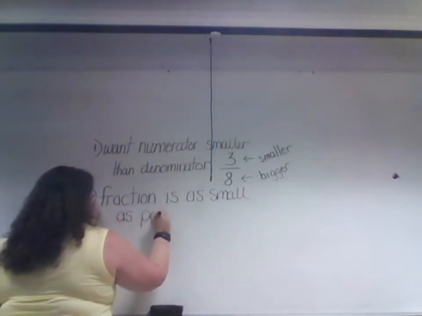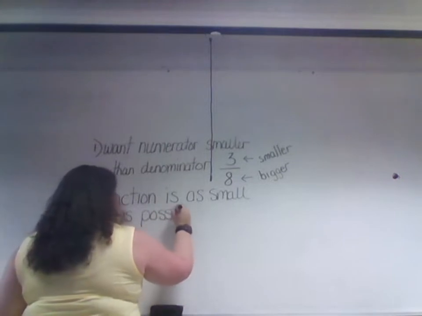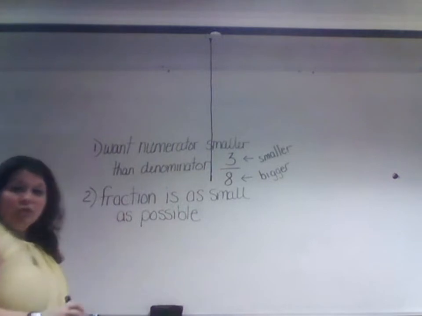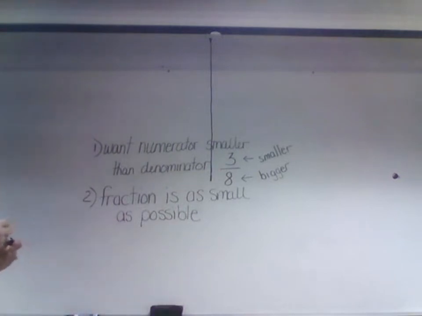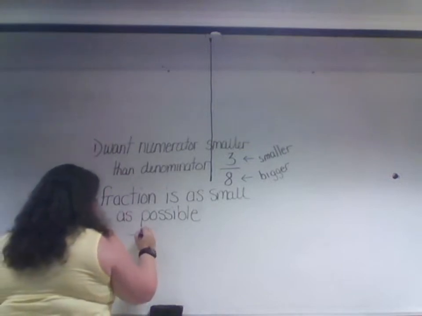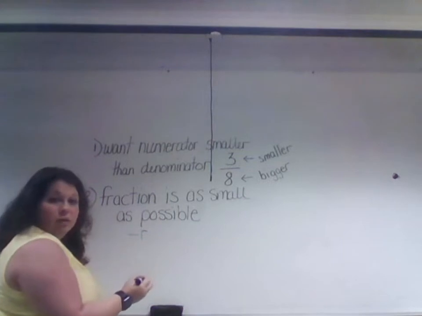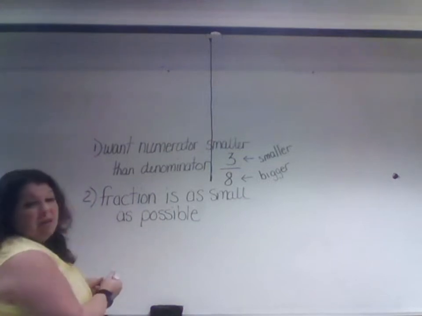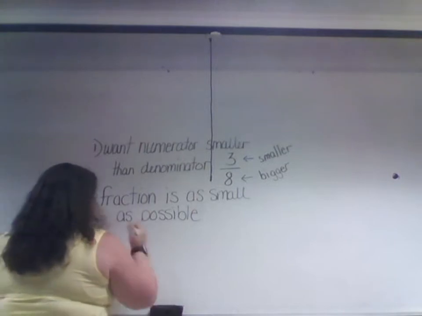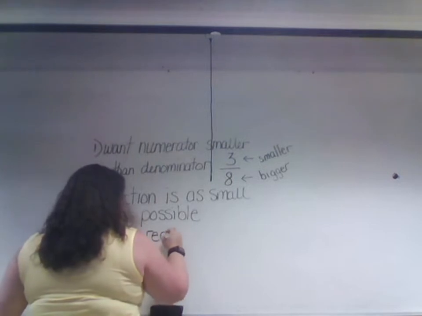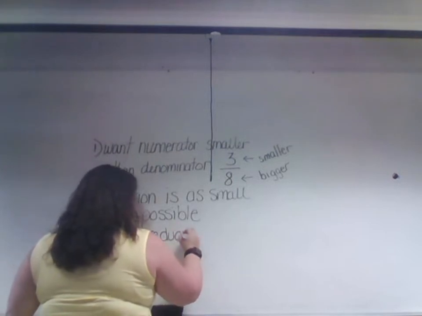Now, depending on what book you're looking at, or depending on what problems you may have seen before and the directions, this is called a couple different things. So this is known as reducing a fraction, and we'll talk about how to do that.